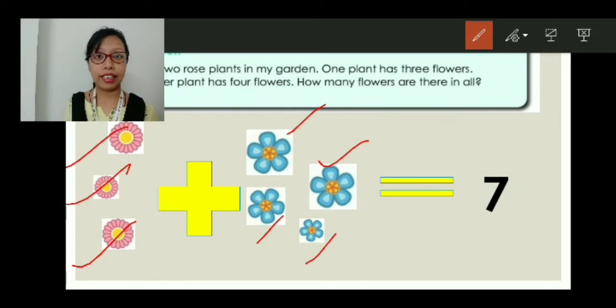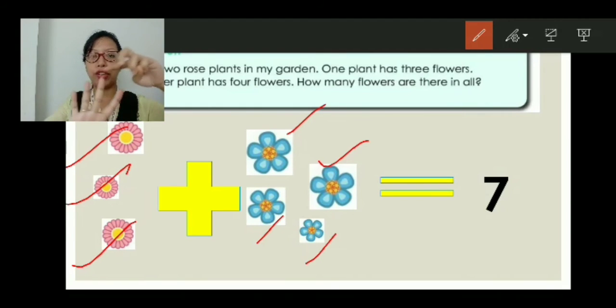Now just add it. 3 plus 4. So how much does it become? 3 plus 4. 1, 2, 3, 4 plus 1, 2, 3. 4, 5, 6, 7, which becomes 7 flowers. So how many flowers are there in all? There are 7 flowers in all.